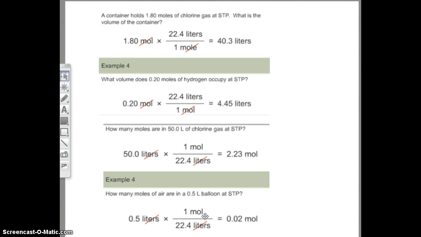If you got any wrong, look back at your work. Why did you get it wrong? Did you put it in your calculator wrong? Did you put the wrong thing on top of the fraction? Did you forget to cancel? Are you writing down moles and liters every time? I don't know why. Nobody likes doing that. It's so silly because it takes a second to do it and it really helps. So force yourself to write the units all the time. It'll make it easier in the long run.